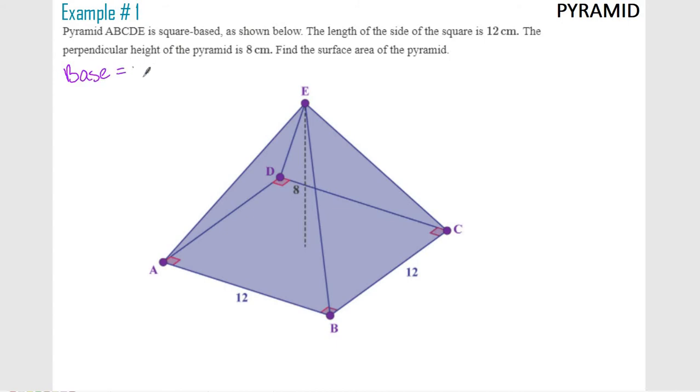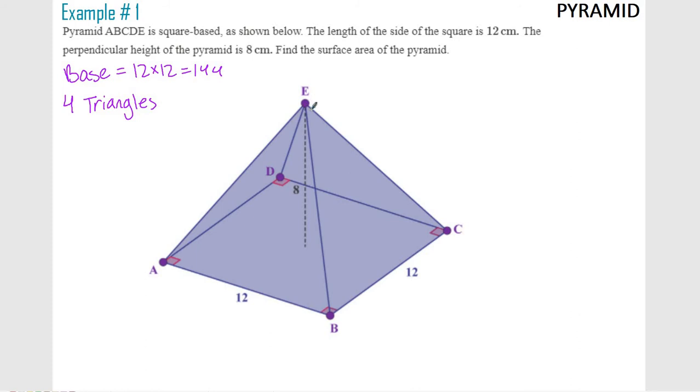So our base is just 12 times 12, so 144. And now we need to get the 4 triangles. Those are the other parts of the pyramid. So if you were holding it, you could also touch the 4 sides. Well, we need to get those. So let's visualize. All right, I'm going to use E, B, and C.